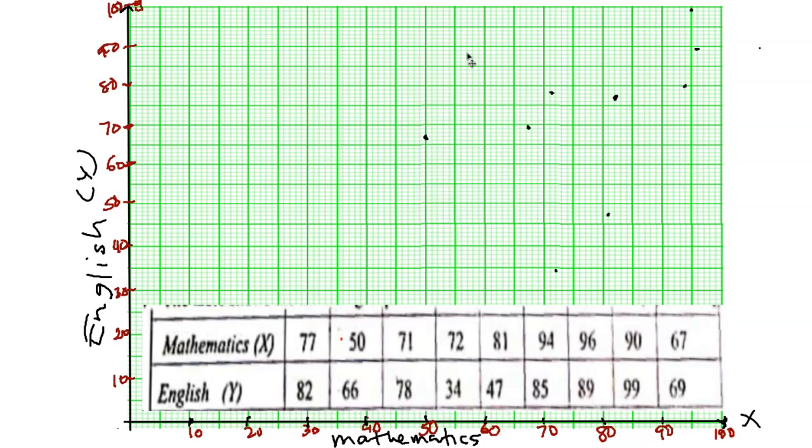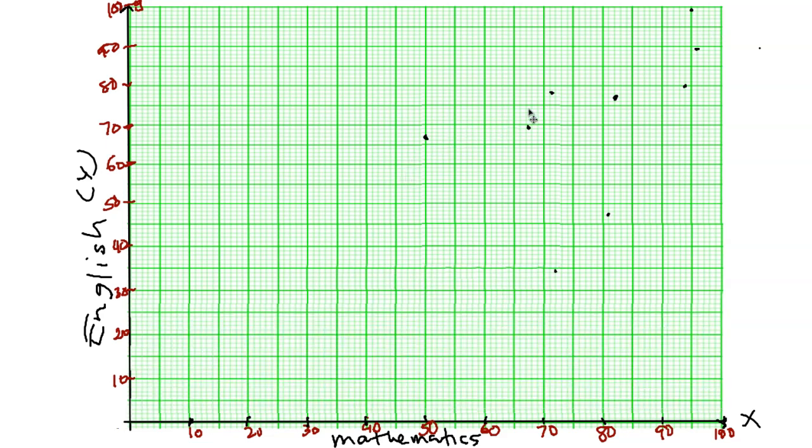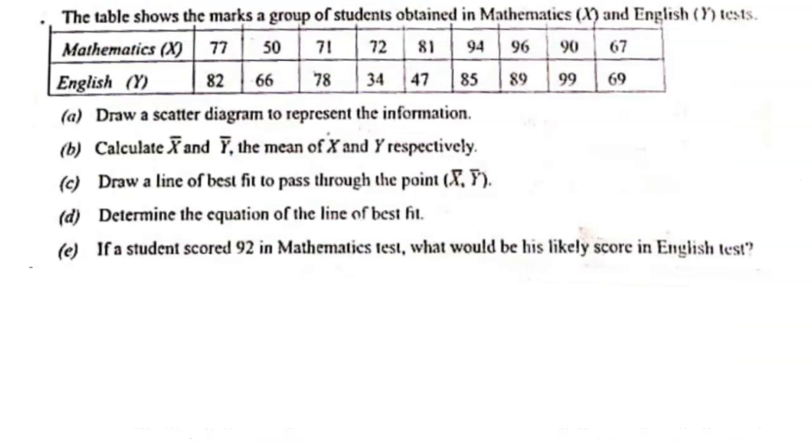All right, so we got all the points plotted, which is a scatter plot. So you see all the points are everywhere. Now let's go back to the question. So we are done with the A. We are going to calculate the mean for mathematics and then the mean for English.